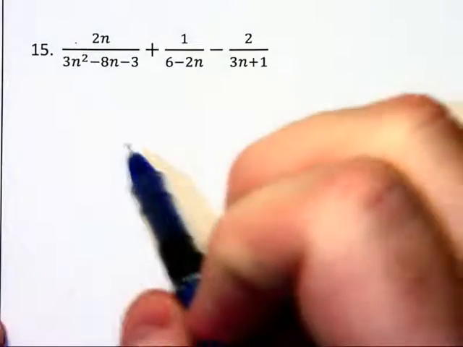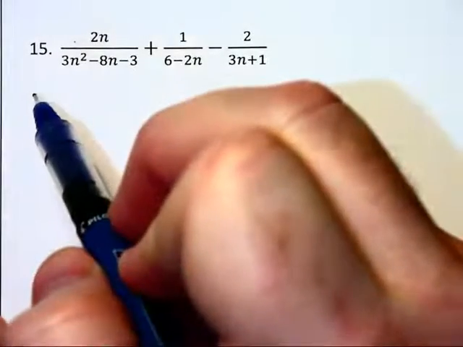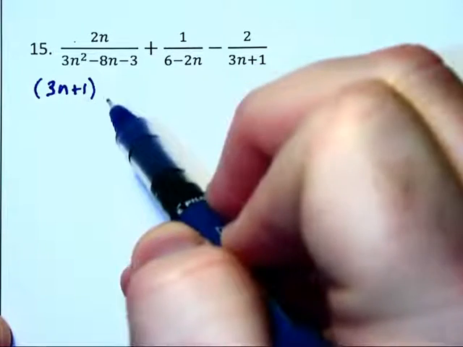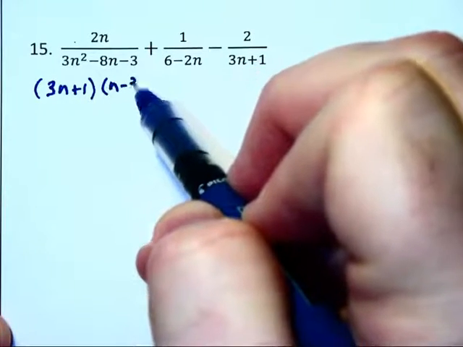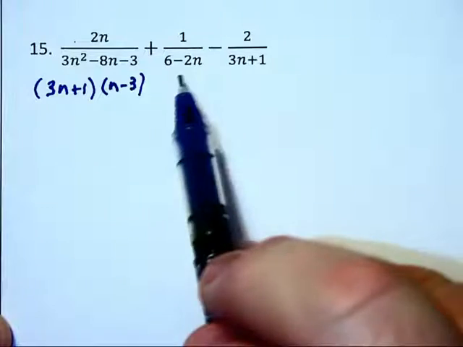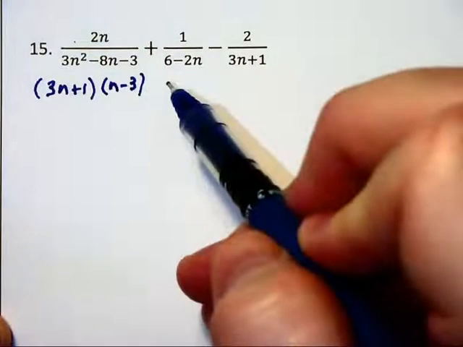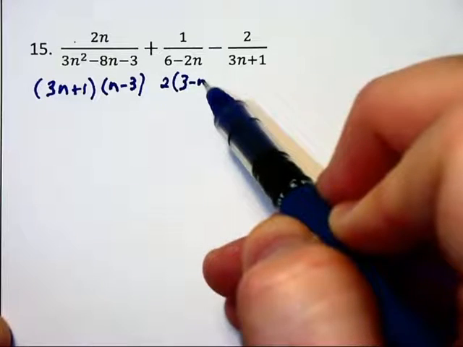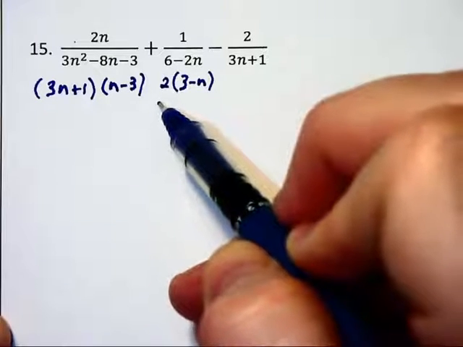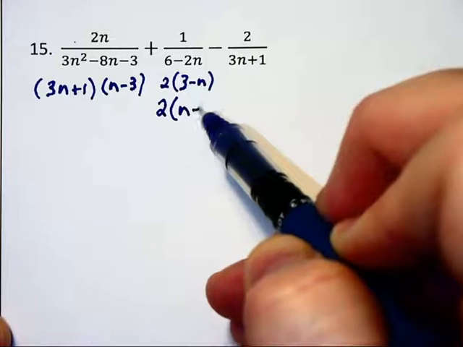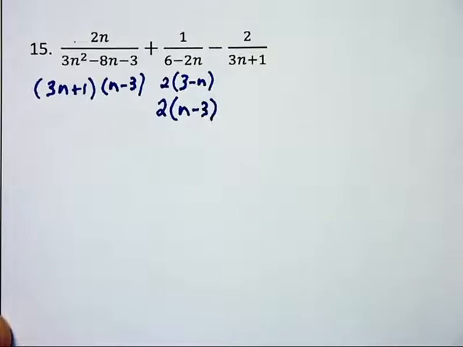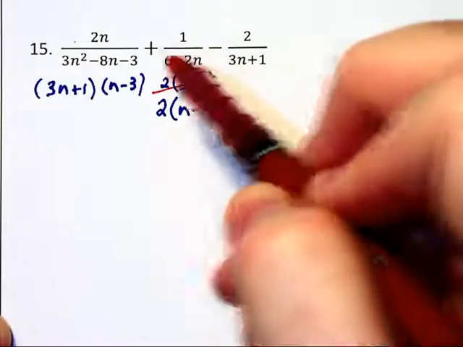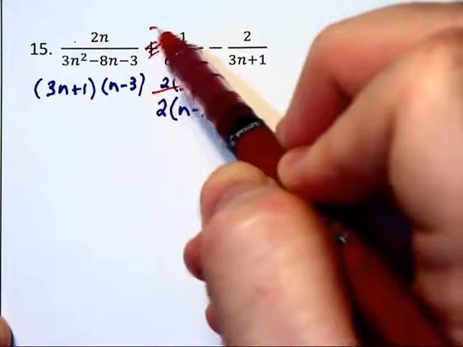Let's factor our denominators on this next problem. The first one factors into 3n plus 1 times n minus 3. The second one, I wish that was reversed. I am going to factor out a 2 and have 3 minus n, but I really wish that was 2 times n minus 3 instead. So I've done a little bit of a switcheroo. By making that change, I need to change this plus sign to a minus sign.